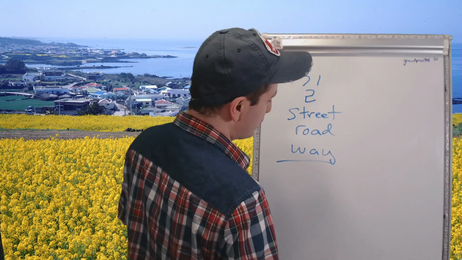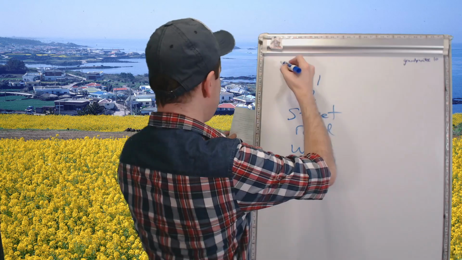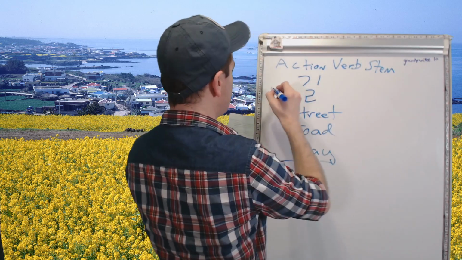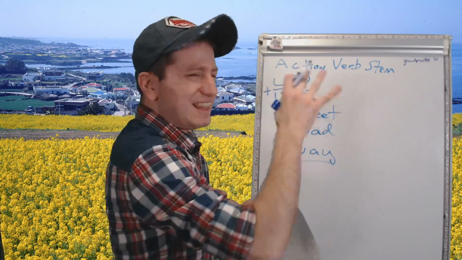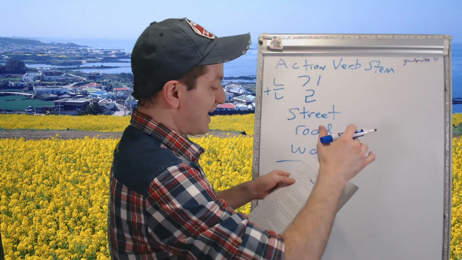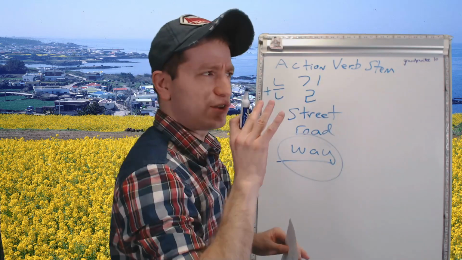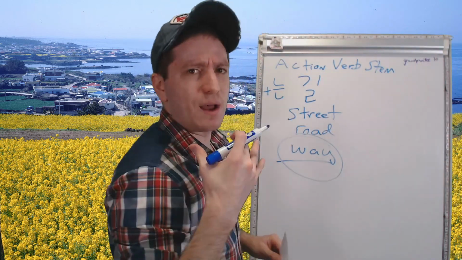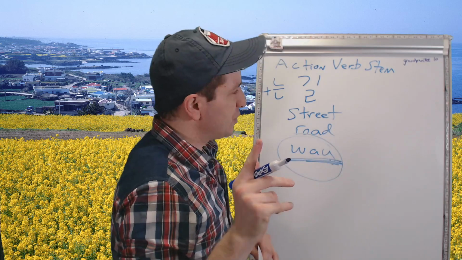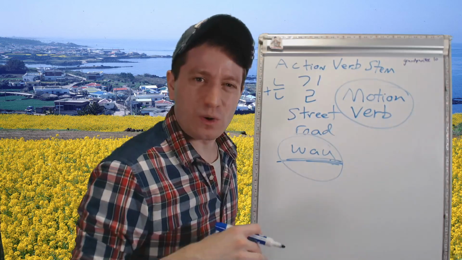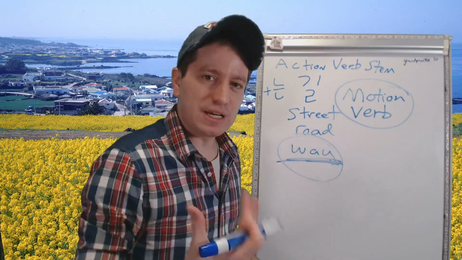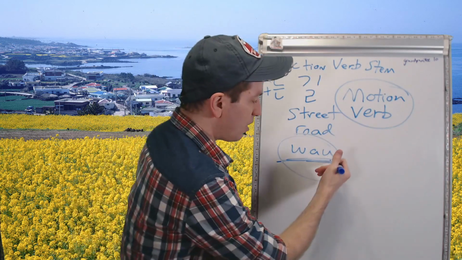Let me show you first how you use this with a verb. You take an action verb stem, attach 는, then add a space, and then attach 길. What this literally means is that you are on the way, either going somewhere or coming here. Therefore, you have to use this with a motion verb. You cannot use this with regular verbs to have this meaning because it literally means that you're on the way.